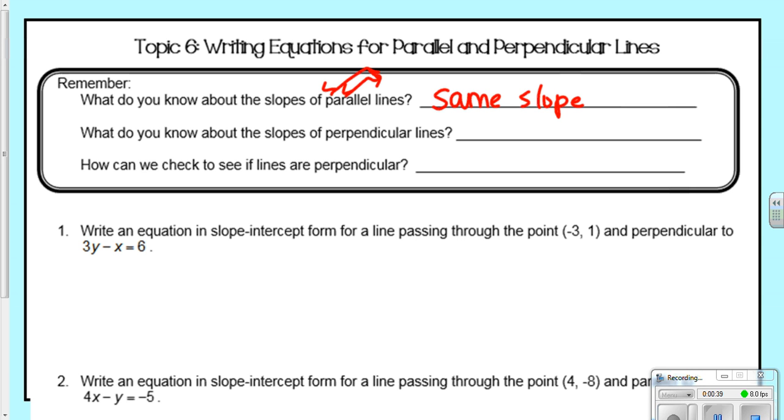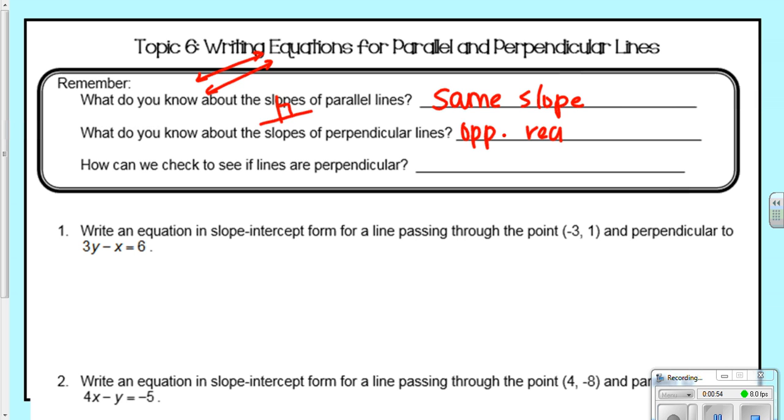What do we know about the slopes of parallel and perpendicular lines? That is seriously horrible. I'm going to redraw that. Here's parallel. Perpendicular is when they meet at a right angle, okay? And those are opposite reciprocals.